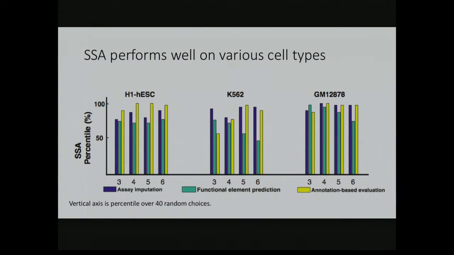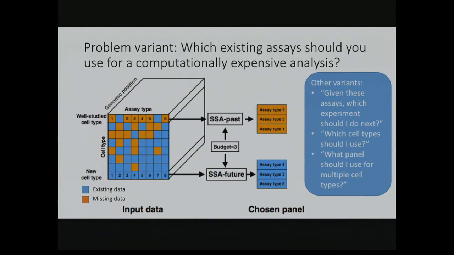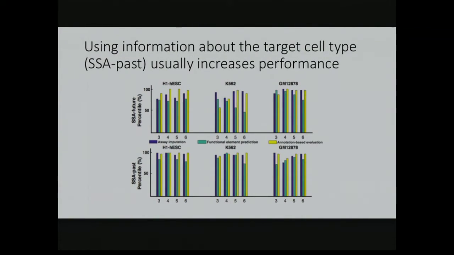That was just for one cell type. In the manuscript, we show it on a variety of different cell types. And then we also showed that you could generalize this to the setting where we're choosing among existing assays. As opposed to an entirely new cell type, we want to choose things from within a set of existing assays. And I'll tell you that worked well as well, because I don't have that much time.